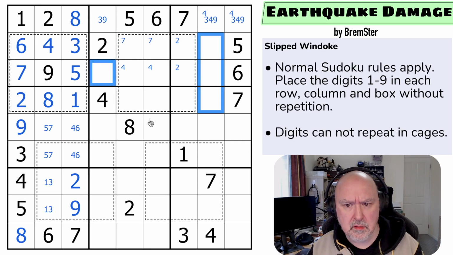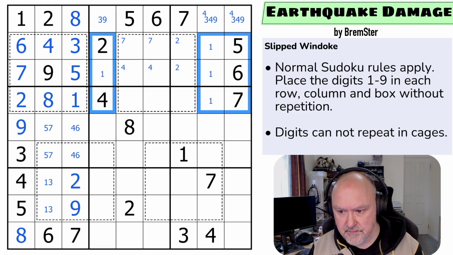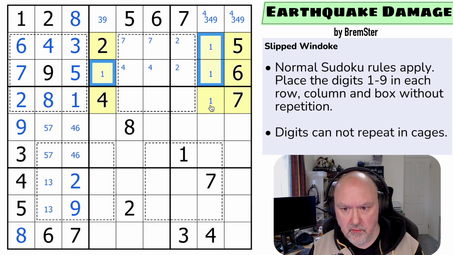Because that's a quadruple. 1, I've got, because this is a set of unique digits for the reasons I explained before. So I've got 2, I need 3, I've got 4, 5, 6, 7. So these are 1, 3, 8, and 9. Okay, that did not help me at all, did it?